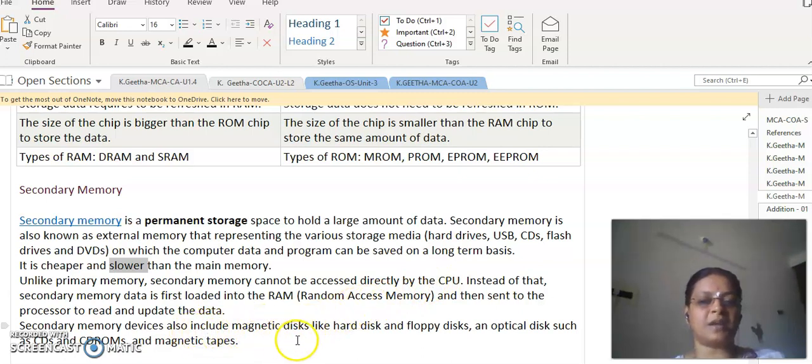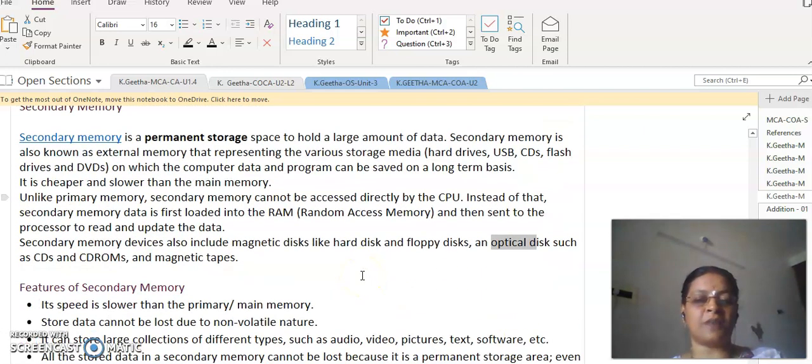There are so many secondary memory devices using different technologies. They can either go for magnetic technology, where we have the magnetic disk, hard disk, and floppy disk, or we can make use of optical technology, where we use optical disks like CDs and CD-ROMs, and we can also have magnetic tapes.